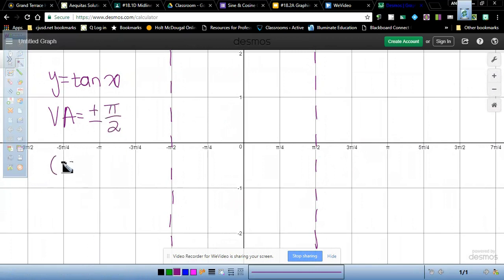Key points on the graph are negative pi over 4, comma, negative 1, because the unit circle value for tangent at negative pi over 4 is negative 1. The unit circle value of tangent of 0 is 0. And at pi over 4 it is 1. So these happen at 0, 0, pi over 4, 1, and negative pi over 4, negative 1.